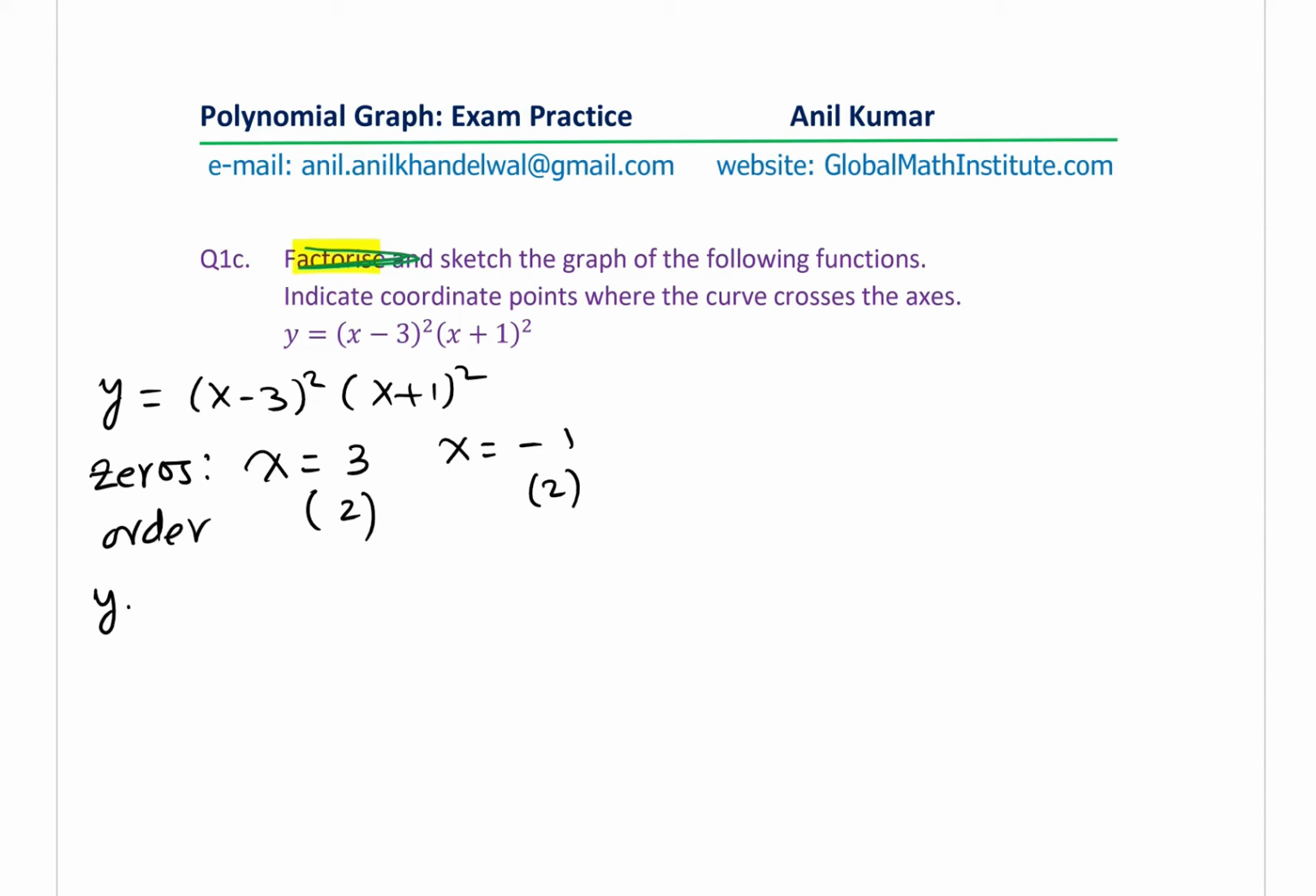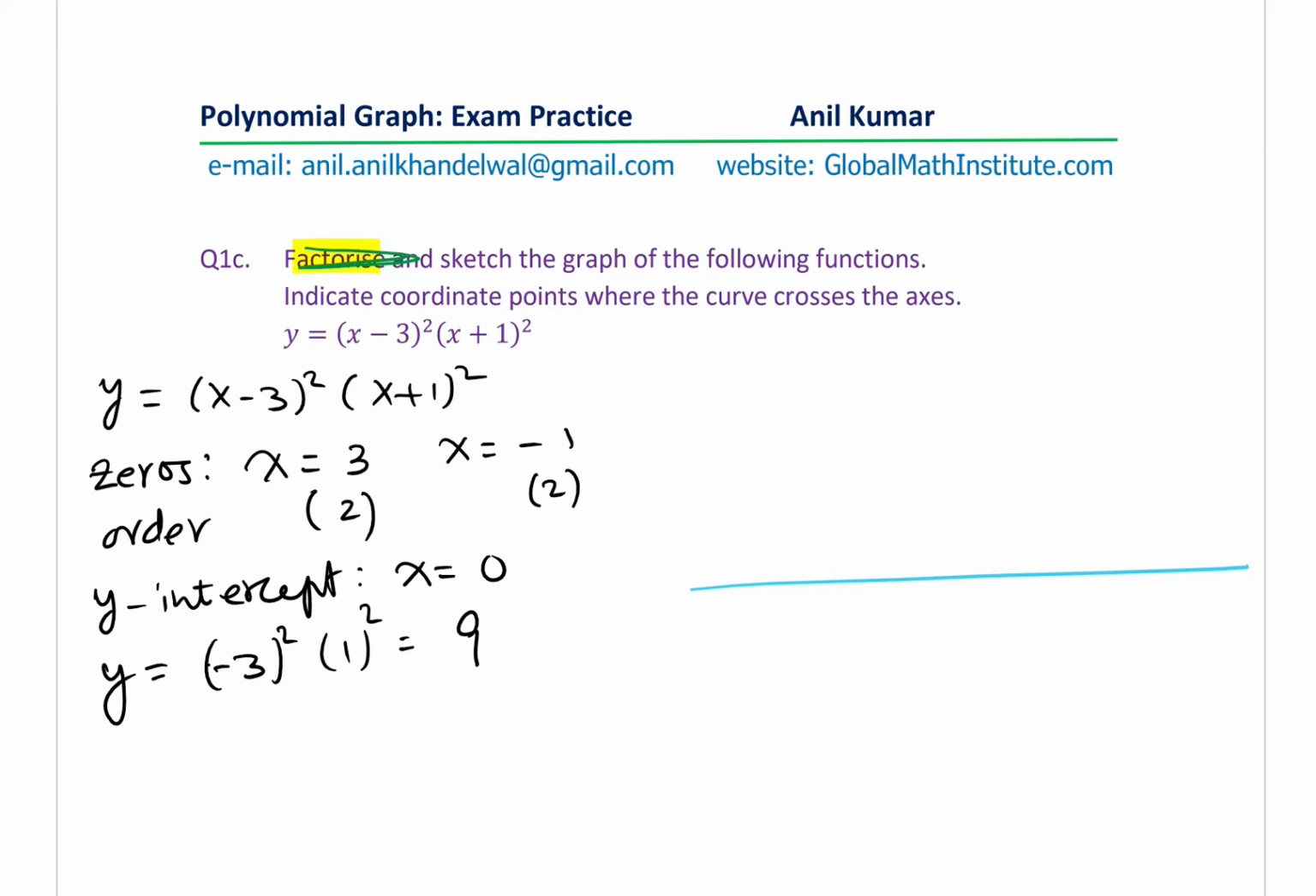Now let's find the y-intercept. The y-intercept means x value 0. So for that, the y value is (minus 3) squared times 1 squared, which is 9. So the y-intercept is at 9, right? Now with this, we should be in a position to sketch the graph. We have two zeros here, so let's say this is minus 1 and that point here is 3. Most of our drawings will be rough sketches, and that is what is required for this particular question.